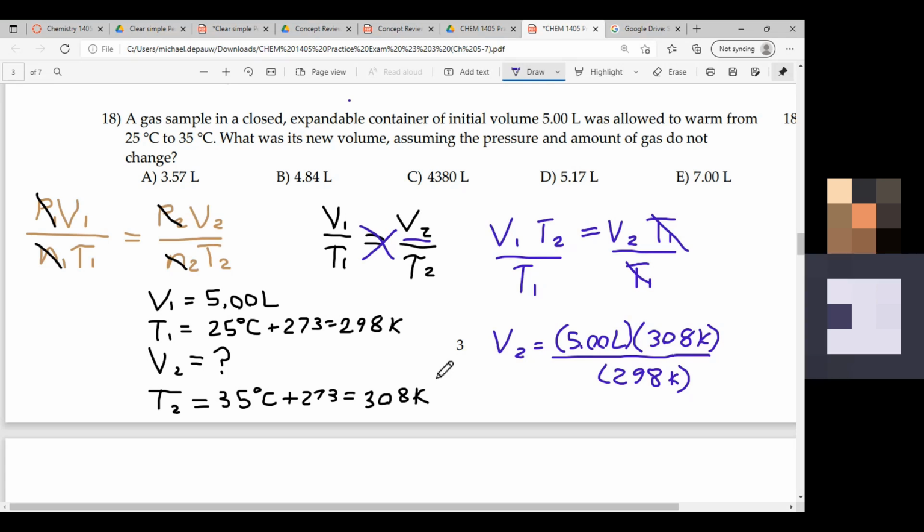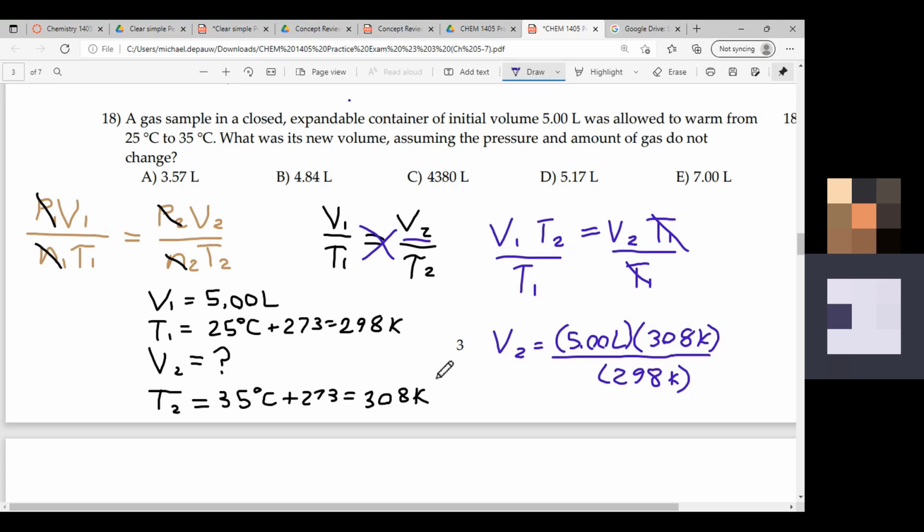Now, coincidentally, if you were running out of time and didn't have time to work this out, what's a real easy way you could kind of cheat on this one? What happens to a gas when you heat it up? It expands, yeah? So your answer is going to have to be what? Greater than 5.